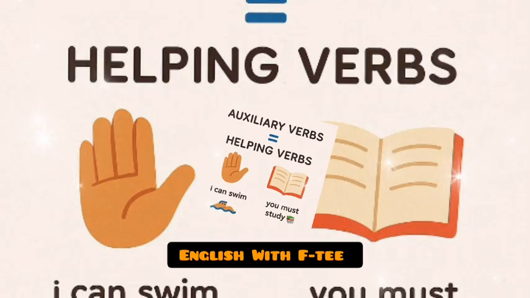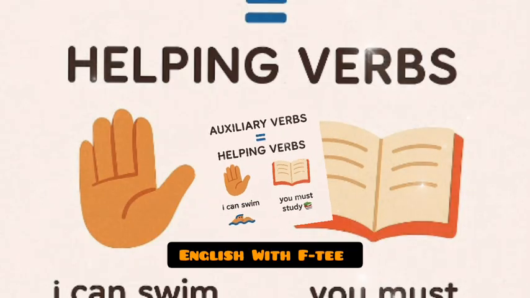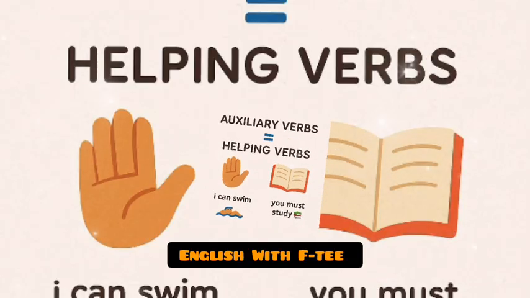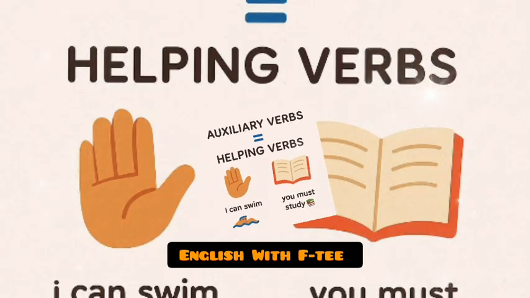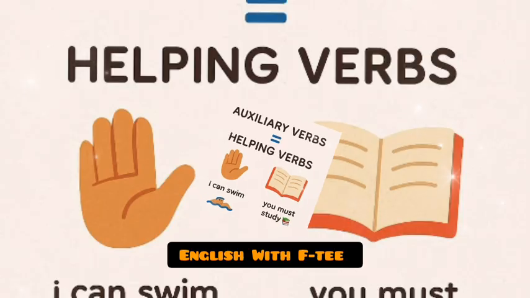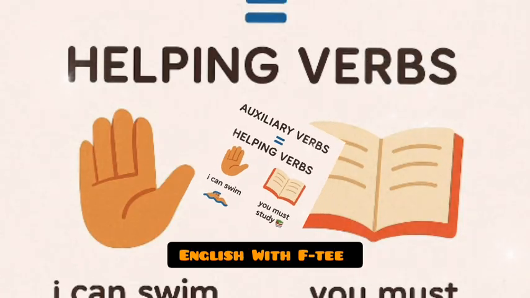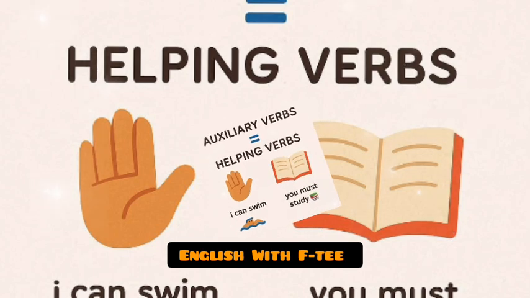We use the to have verb in negatives and questions. Have to and had to are used with do, does, and did. For example, they had to go, he has to go.